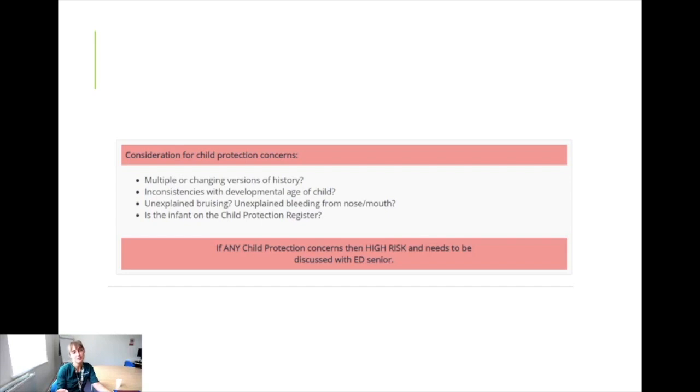But yeah, something that we always need to consider in these though is that are we missing some kind of safeguarding concern and child protection. So we always do a head to toe, looking for any unusual bleeding or bruising in non bony prominences, especially in an immobile child, and looking for changing histories, or if you ask mum and dad, they have different versions of the history, that sort of thing.